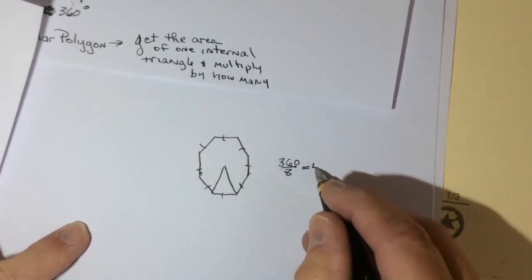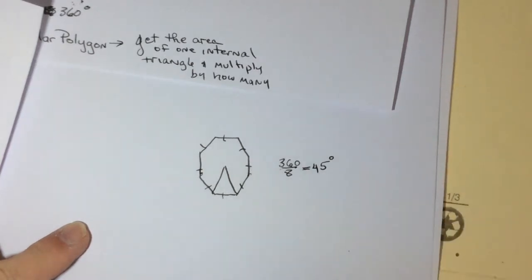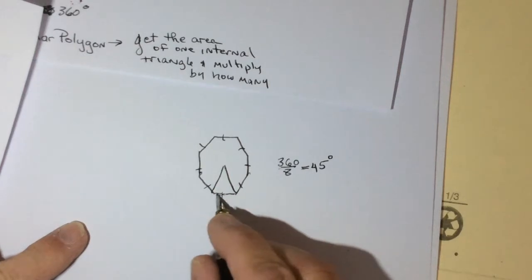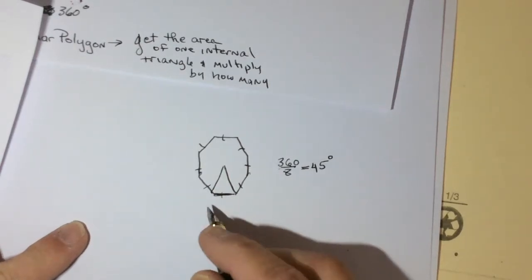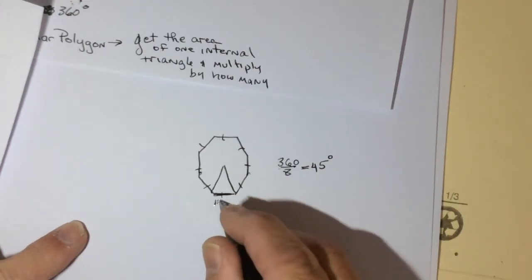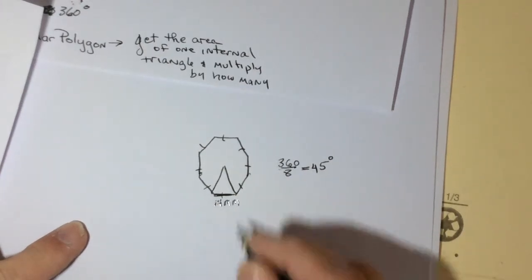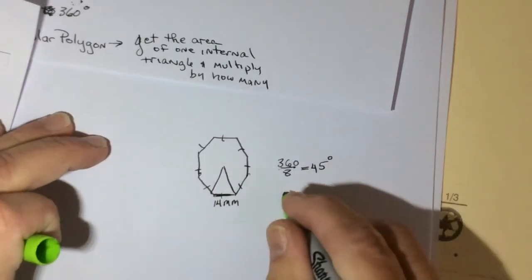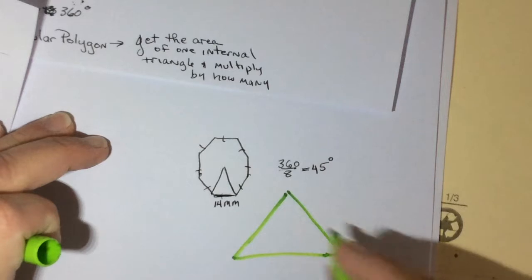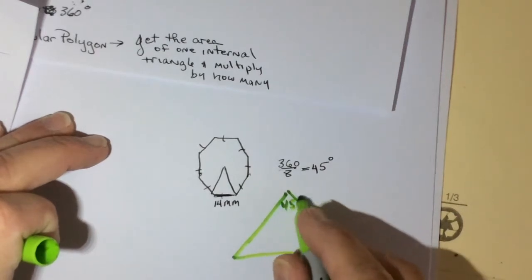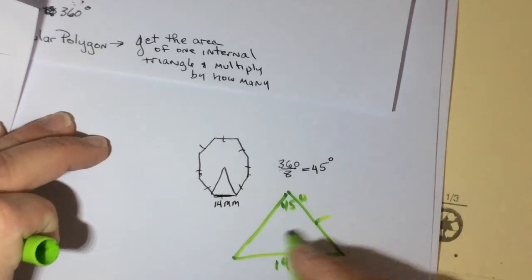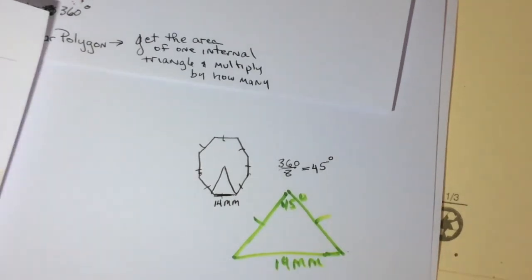And that equals 45 degrees. And let's say that this base here, the side length of my octagon, is 14 millimeters. If I break that triangle out and actually redraw it over here and say this is 45 degrees, this is 14 millimeters. And these are congruent because they're both radii of the shape.